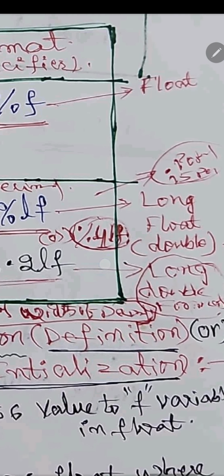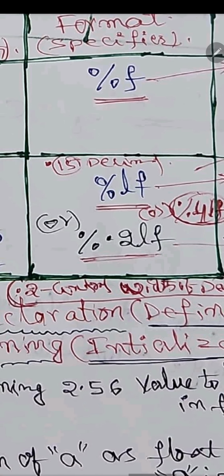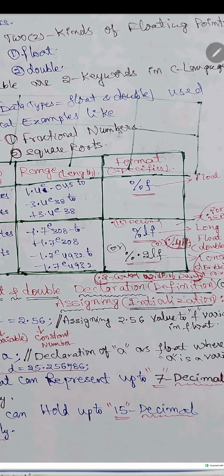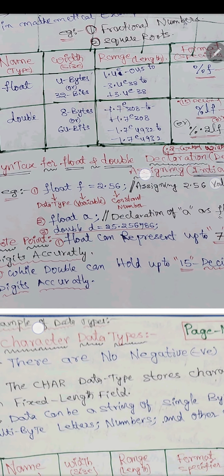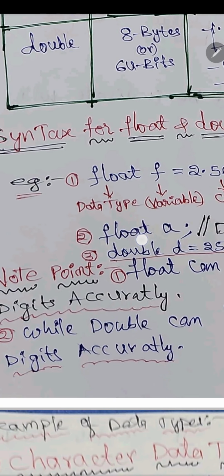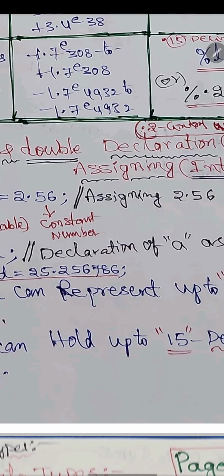Percentage lf, lf means long float, right? You need to remember this. For float, percentage f. For character, percentage c. For int, percentage i or percentage d. Syntax for float and double.